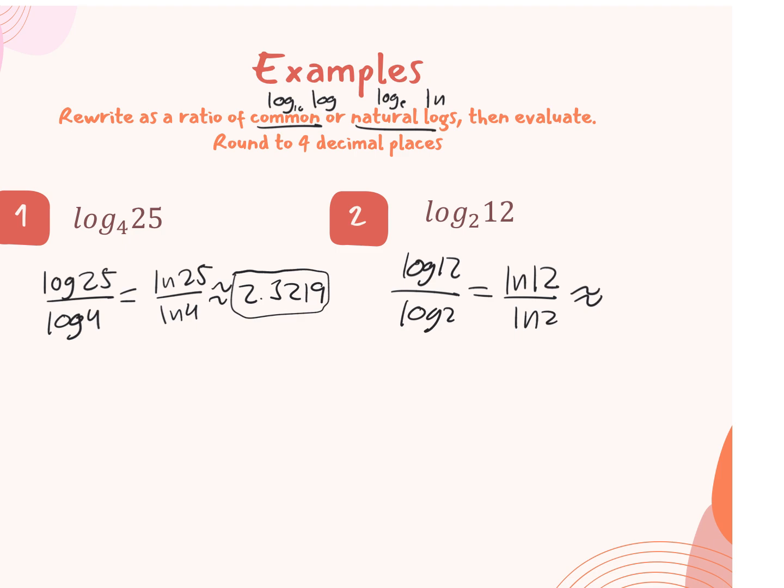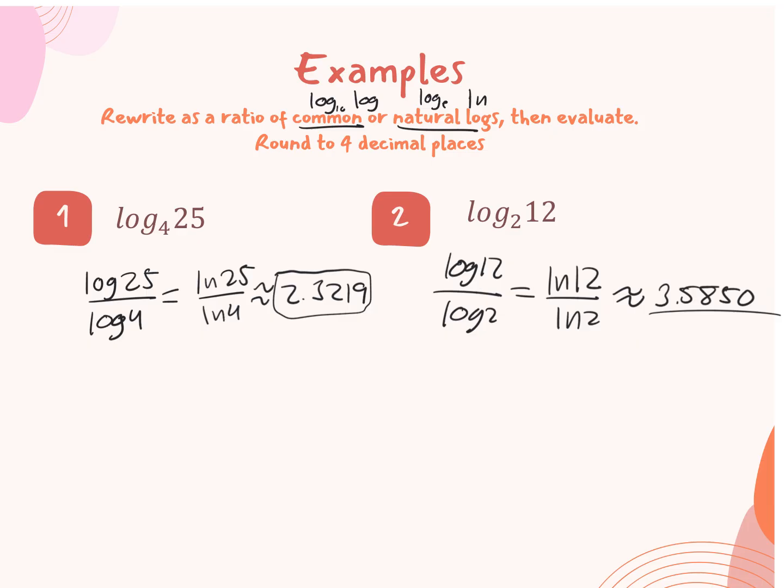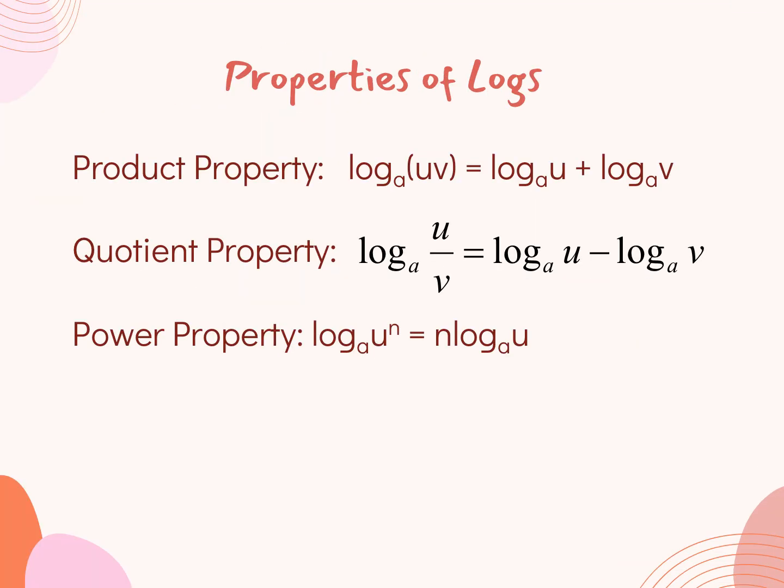So you can plug this in, and let's try ln. ln of 12 over ln of 2 is going to get you approximately 3.5850. It rounds up, so there's a little 0 at the end, but that's still 4 decimal places. All right, but that's it for that property. It doesn't really get any crazier than that. All right, so these are the new stuff also.